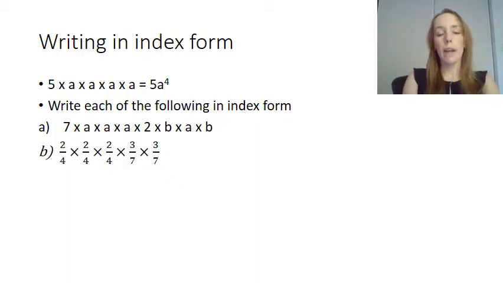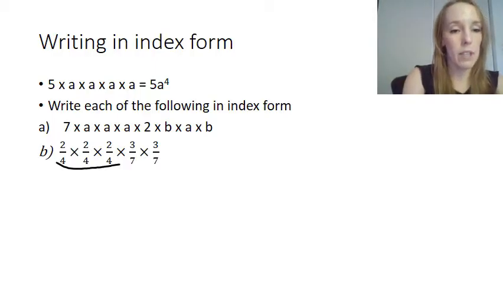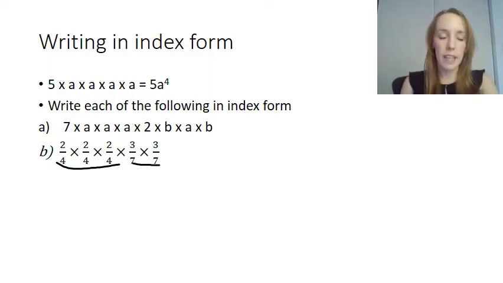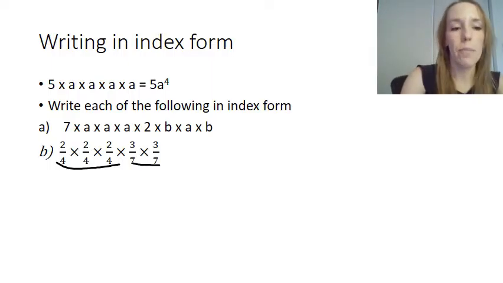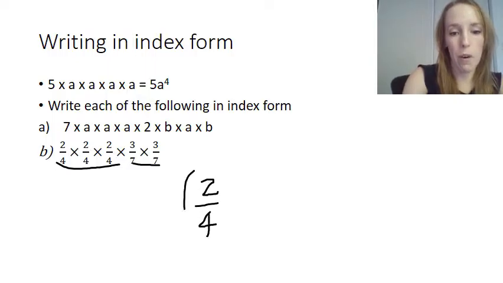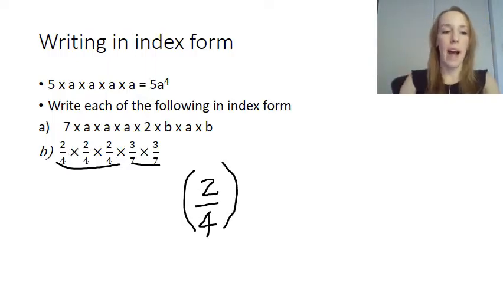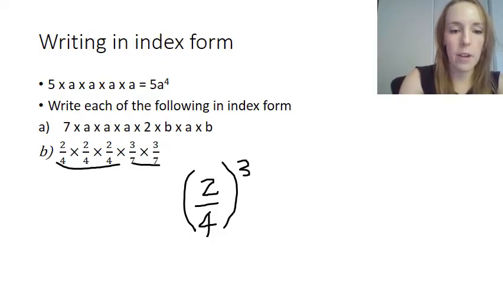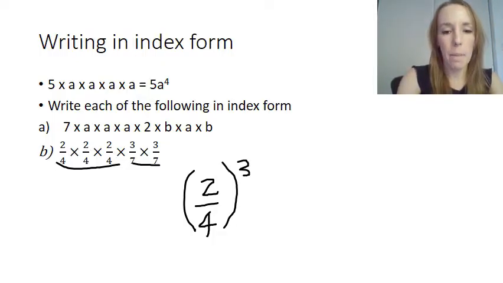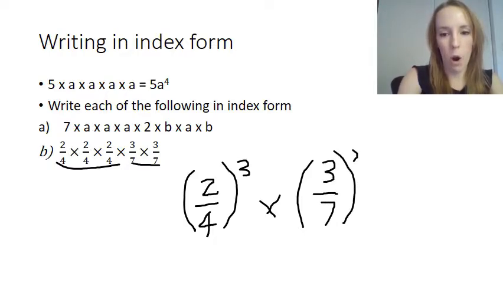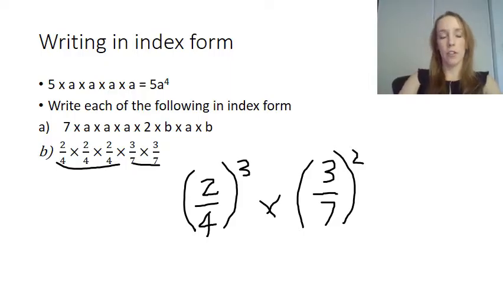So what we can do there is we can start grouping. We don't have to group them together, they already are grouped together, the same fractions are kind of grouped together, so then we can just write it in index form. So our first one would be 2 over 4, and we'll put it in brackets, and then we're going to put it to our power, which is the power of 3, because there was 3 of those. And then we're going to multiply that by our second fraction, which was 3 over 7 to the power of 2, because there was 2 of those in that question.